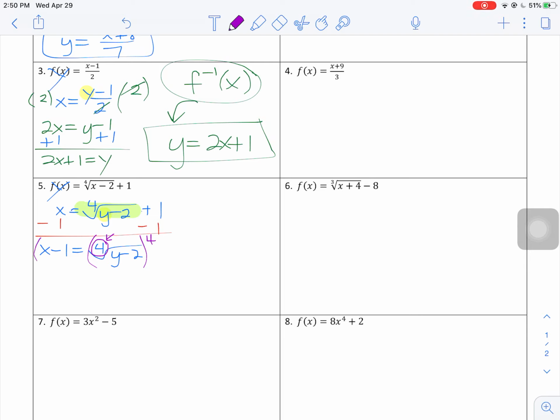Whatever you do to one side of the equation, you have to do to the other side. Notice how I put the x minus 1 in parentheses. So it's x minus 1 raised up to the fourth power. Next step, I've got x minus 1 raised to the fourth power.